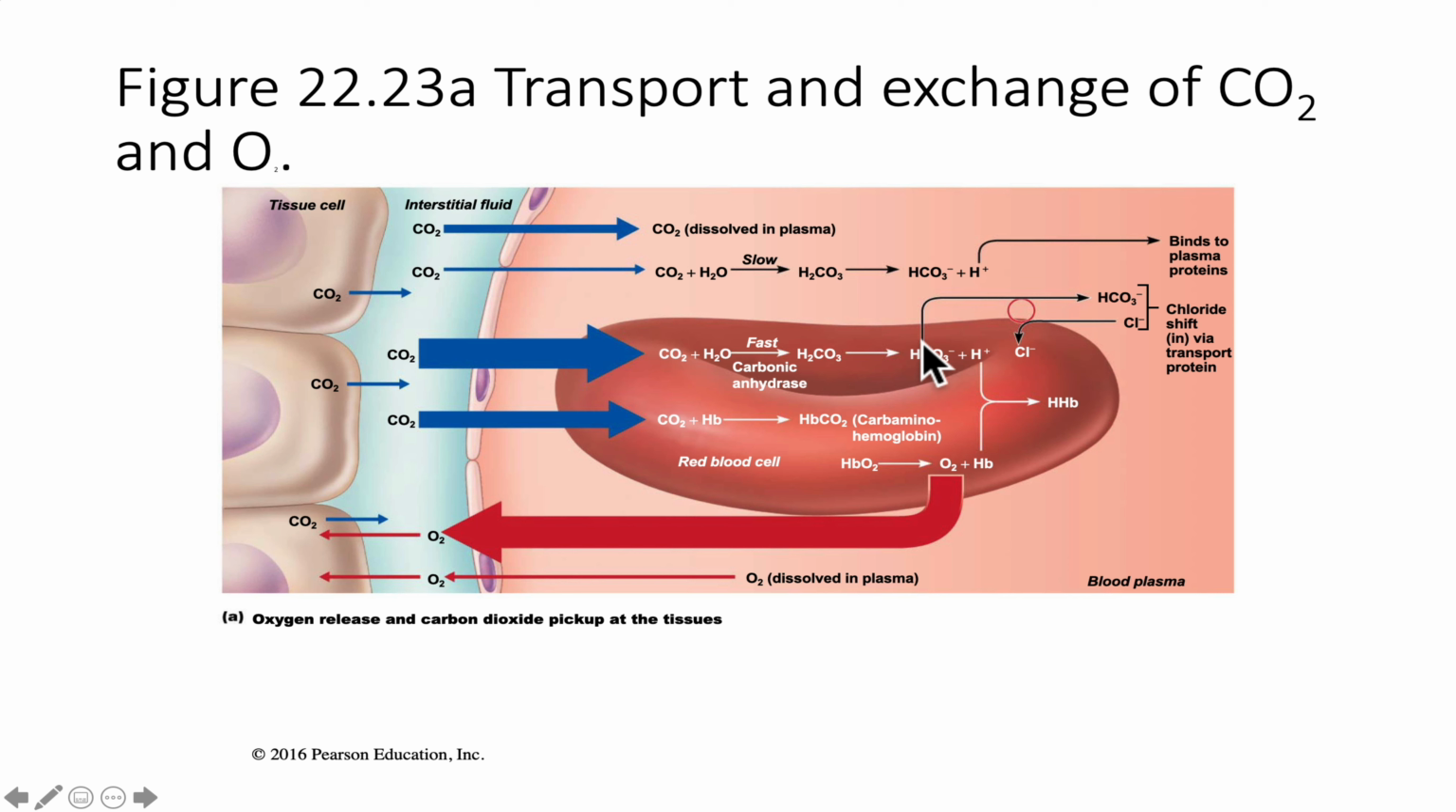So then the carbonic acid will dissociate into bicarbonate and hydrogen. Bicarbonate is going to go out, and the hydrogen is going to end up binding with hemoglobin. Now you get deoxyhemoglobin. Chloride ions come inside the red blood cells. So these are two ways that we get this transport of carbon dioxide. One way is slow, the other is very fast.